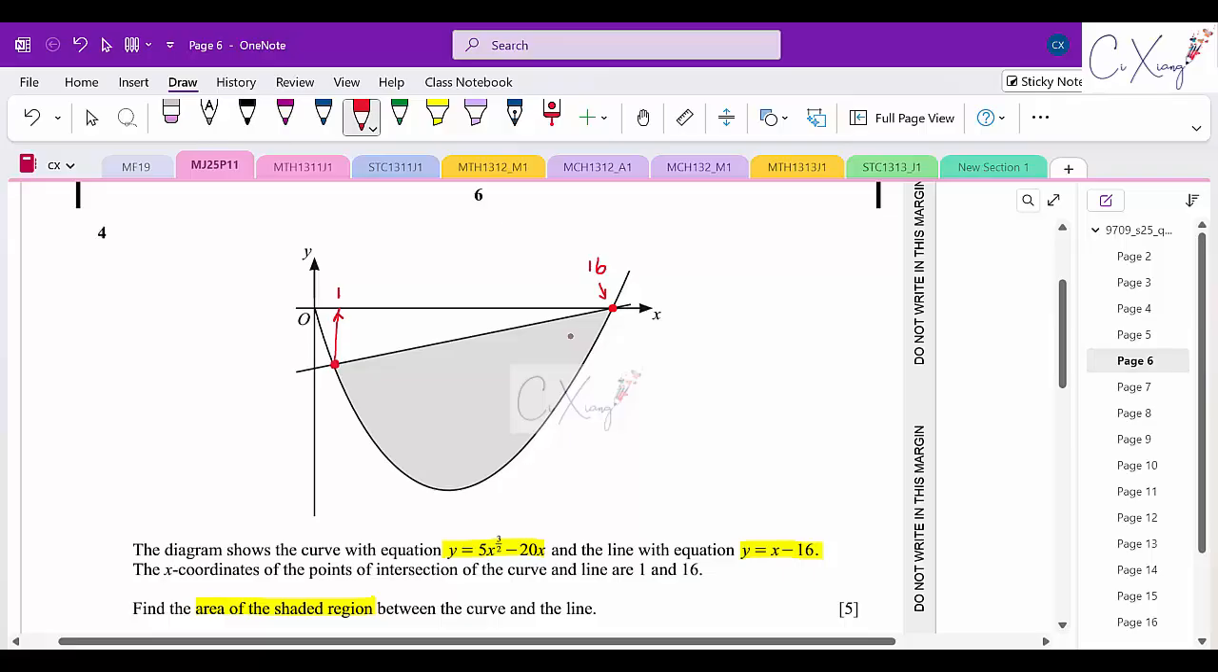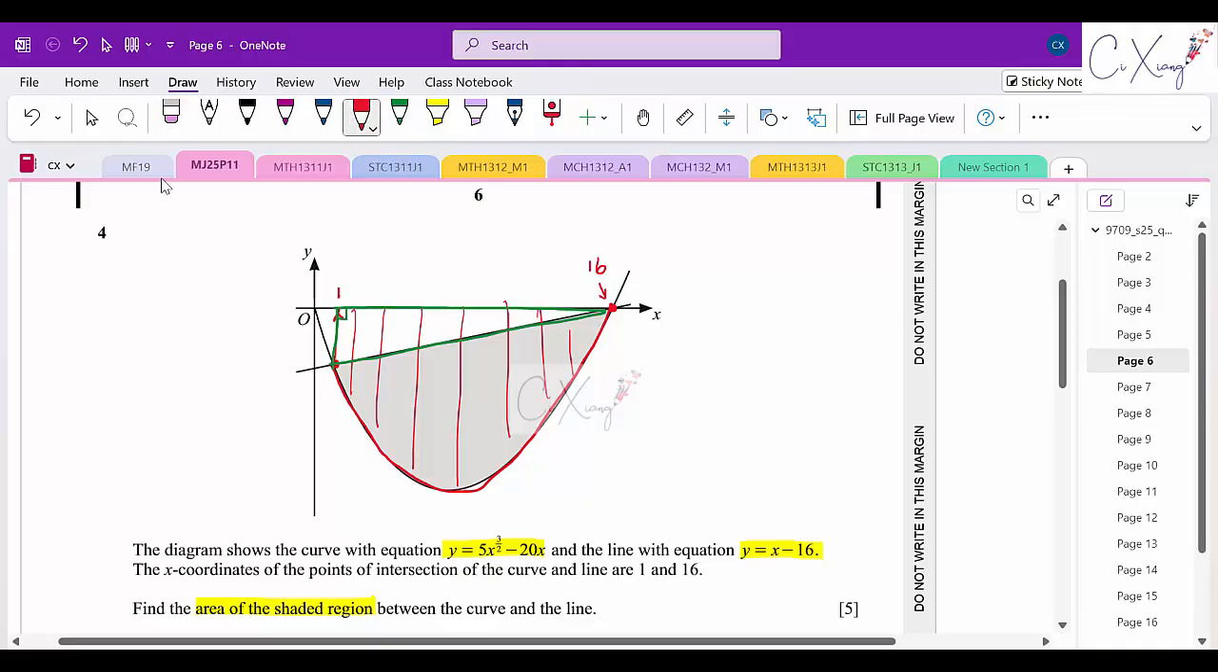To get the shaded area, I need to integrate this curve first. When I integrate this whole curve from 1 until 16, the area that I get is the red colored area. But you can see from here, if I want only the shaded region, I need to subtract the extra part, which is this triangle here. Can you see that it is a triangle? The green colored part is a triangle. In short, to get the shaded area, you should get the area under the graph minus the area of the triangle. This is what I plan to do.